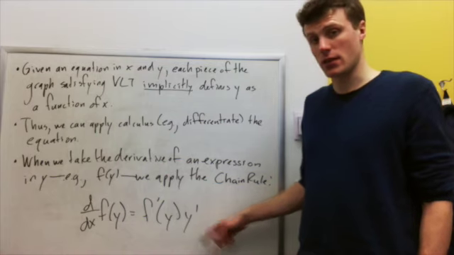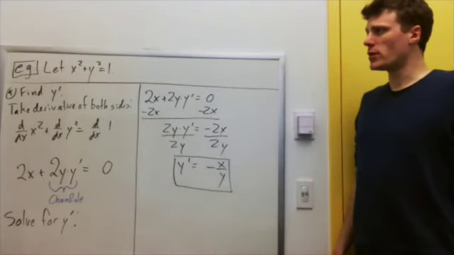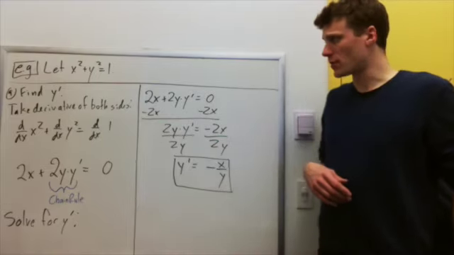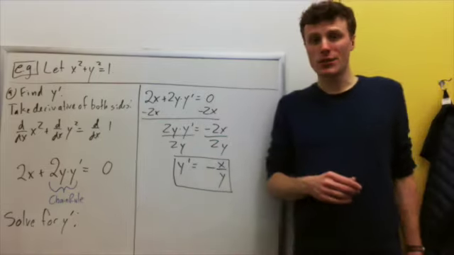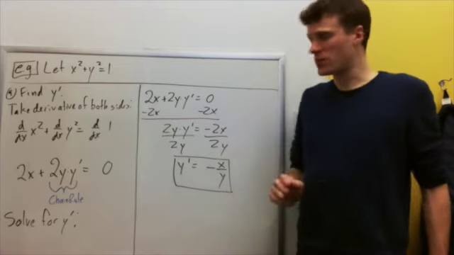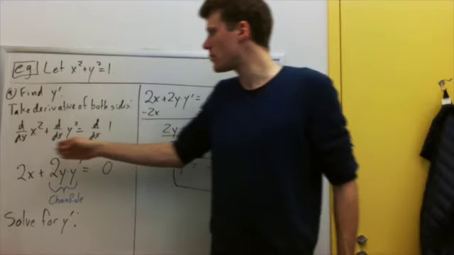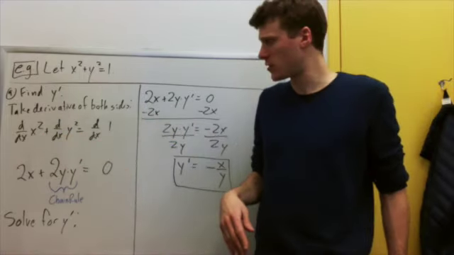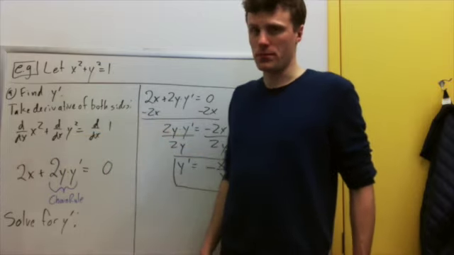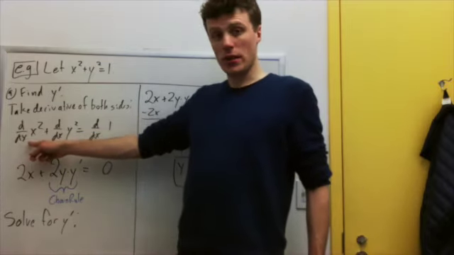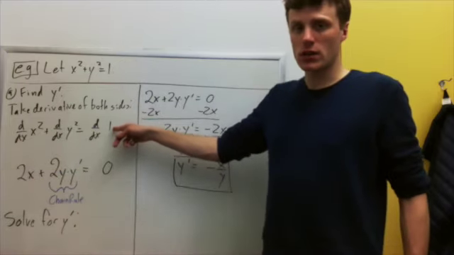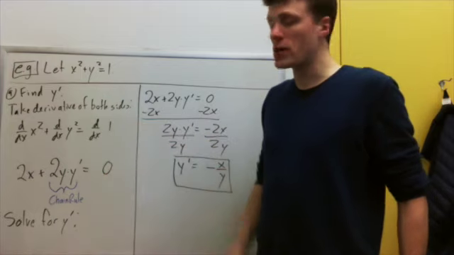All right, let x squared plus y squared be equal to 1. This is again the unit circle centered at the origin. First, let's find y prime. What we can do in this implicit differentiation is take the derivative of both sides with respect to x. So I'm taking the derivative of x squared, of y squared, and of 1. The derivative of x squared is, by the power rule, 2x. The derivative of 1, since it's a constant, is 0.